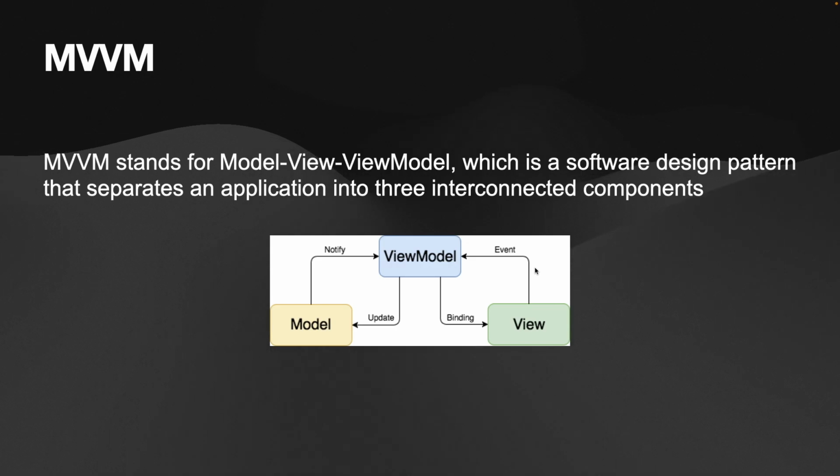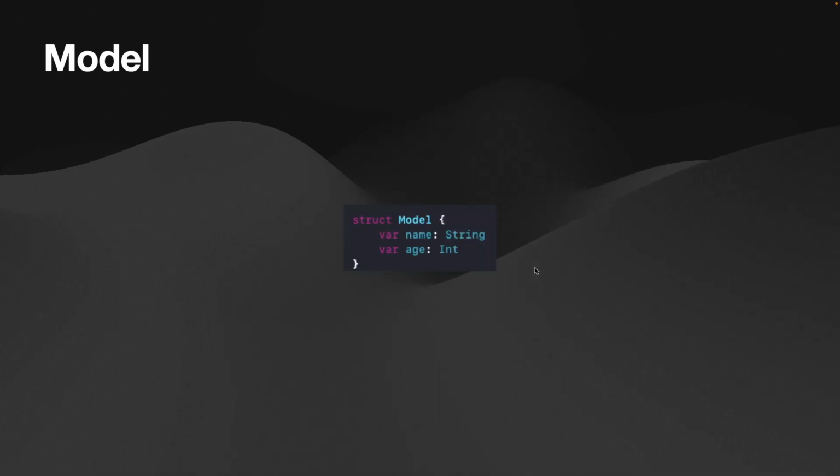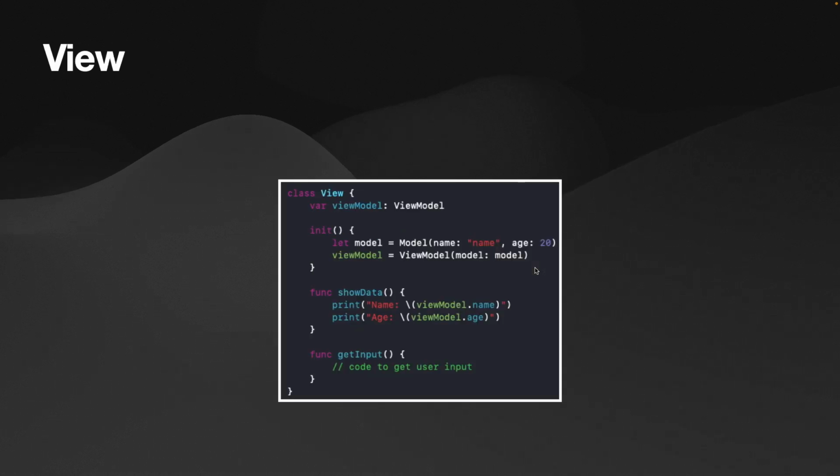The first one is the model. The model component represents the data and the business logic of the application. Here's the code in Swift. So far, it's almost the same as MVC. Next one is the view. The view component is responsible for presenting the data to the user and receiving user input. Here's a code example in Swift. It's almost the same as MVC, this view.